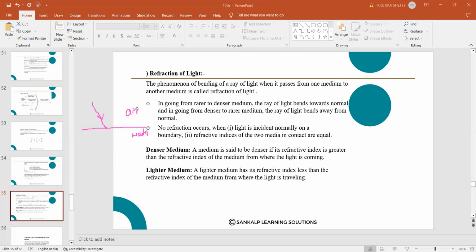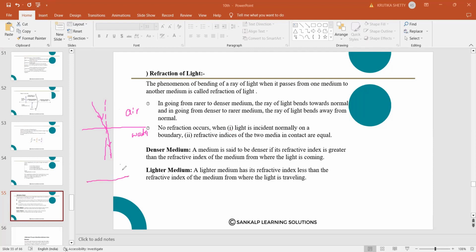So when it is traveling from air medium to water medium, it will change the direction. Suppose I take this as the normal. When it is moving from air to water, it will bend towards the normal. So here, refraction means the light will change the direction of propagation. When it is moving from air to water, it will bend towards the normal.